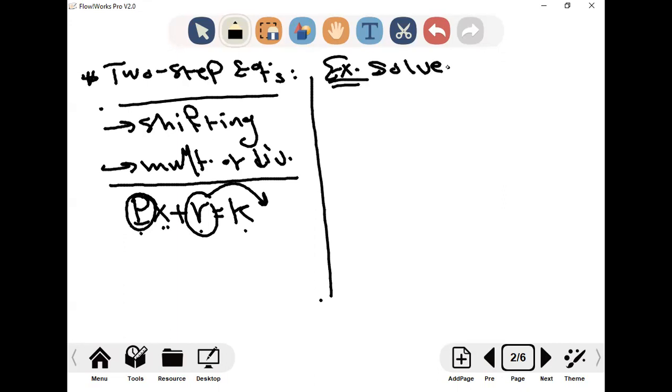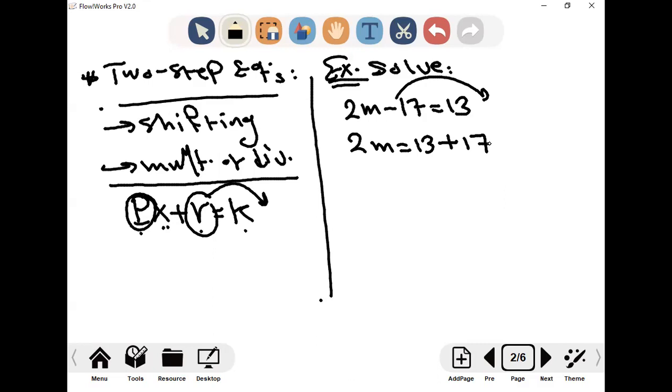For example, solve the following equation. 2m minus 17 equals 13. So I want a number, you multiply it by 2, then subtract 17. The answer should be 13. Here we have a constant and a coefficient, right? The constant is negative 17. The coefficient is 2, right? So here 2m equals 13. Shift the negative 17. It will be plus 17, right? So 2m equals what? Simplify here, 30.